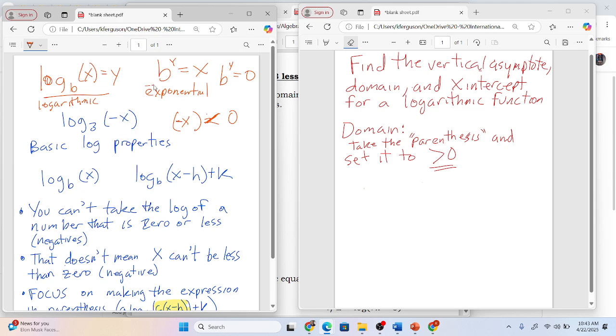I hope that isn't confusing. These two things are like two sides of the same coin. And so, why can't I plug 0 or a lower number in here? Because I don't get to have a number and take it to an exponent and get 0. I can't do that.